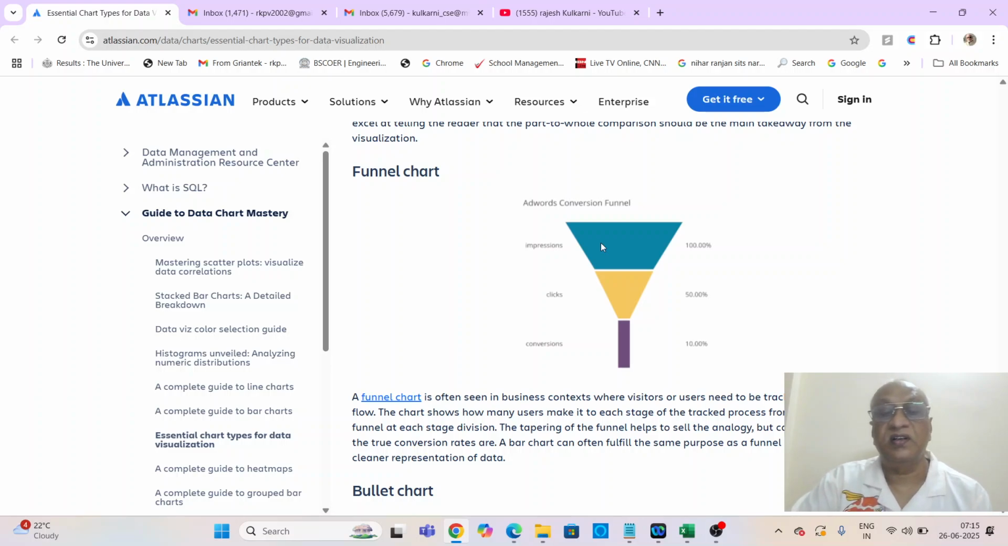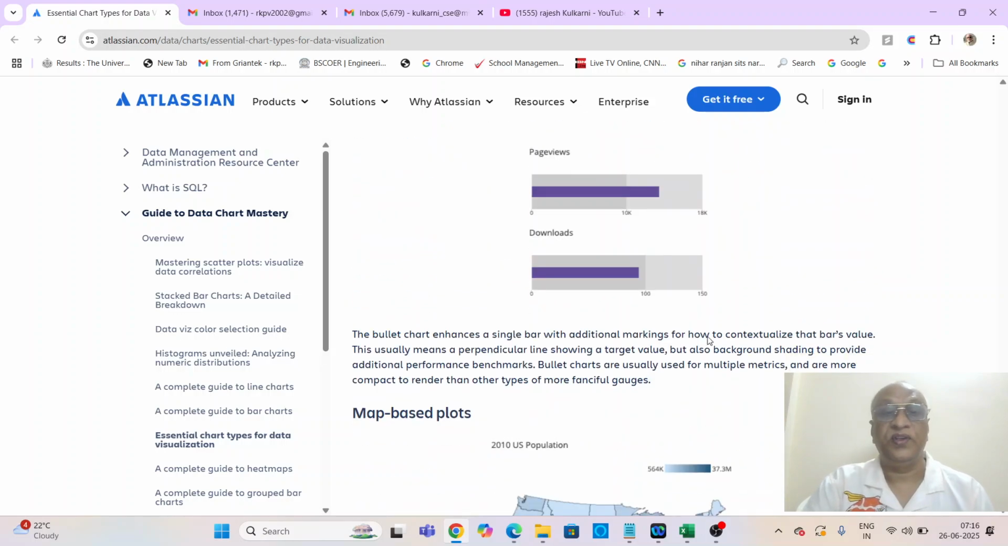Usually funnel charts are shown in a business context or marketing context, and what you see here is tracked in a pipeline flow, how changes happen with the process as per the width of the funnel at each stage. The funnel gets tapered, right? And this tapering also shows the behavior. Say for example, related to a website, these are the 100% impressions, then the clicks are 50%, actual conversion is 10% kind of thing.